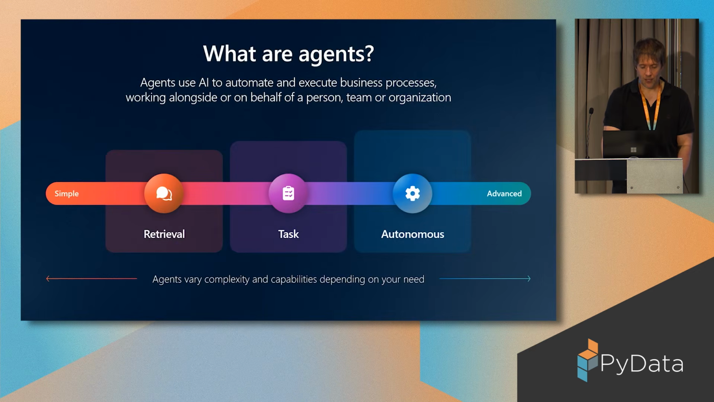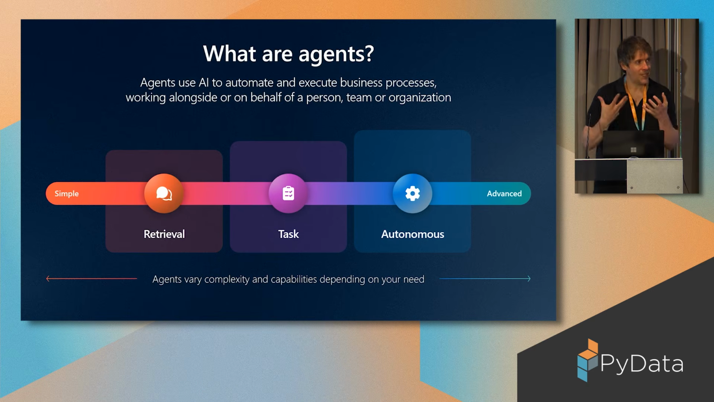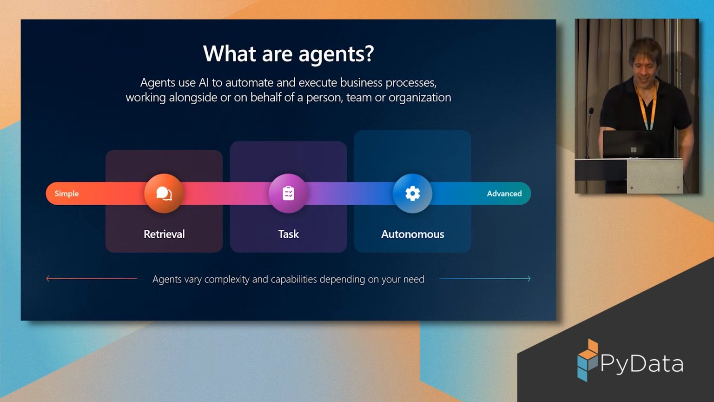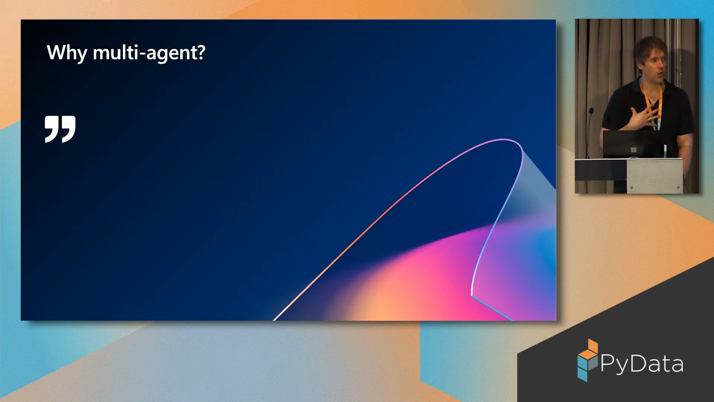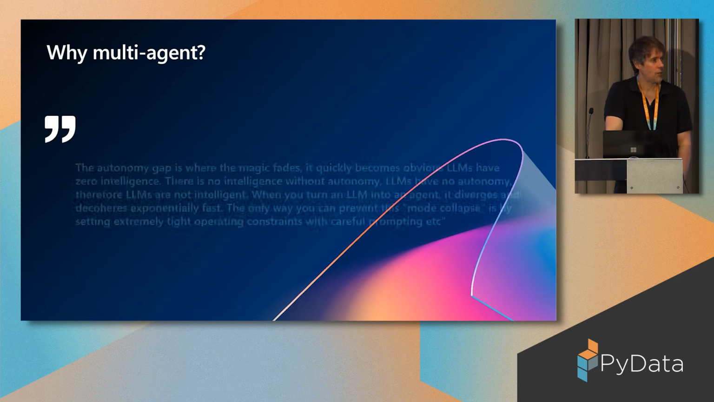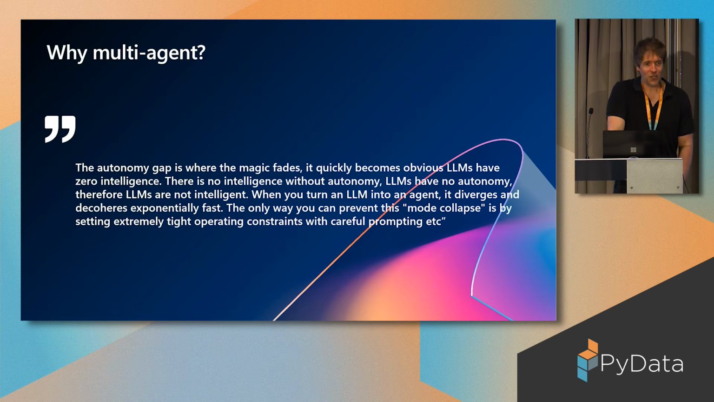What are agents? Using AI to automate and execute business processes, working alongside people. You've got a spectrum of things that agents will do, from simple retrieval, to doing tasks and being able to invoke functions, actually doing stuff, to being autonomous. I have to admit, I don't personally like the word agent to describe agents. The reason is they're not agents, in my opinion. They don't have agency, but I can't articulate it as well as Dr. Scarf, so I'm going to let him do the job for me.